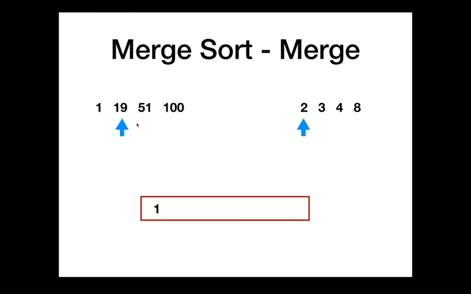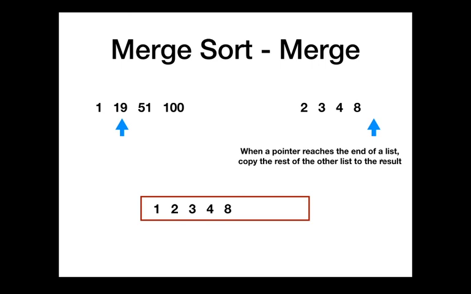Next, compare whatever is being pointed to. 2 comes before 19. Same argument. If 2 comes before 19, I know it comes before all these values, and I already know it comes before these values. 3 and 19, 4 and 19, 8 and 19, and then I reach the end of one of my lists. Since there's nothing left to compare, I've already compared 19 and decided that it goes after the last element of this list. So then by the same argument, everything that comes after 19 must also come after everything in this list. And these values are already sorted, so let's just copy them all into the output list.